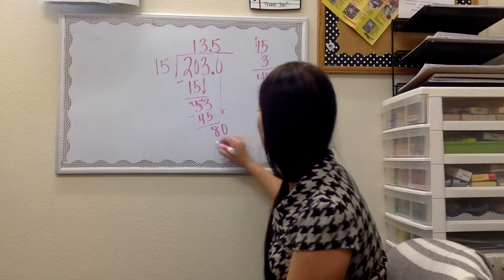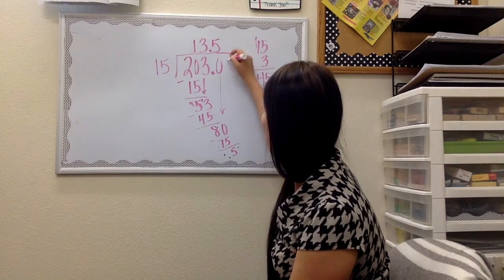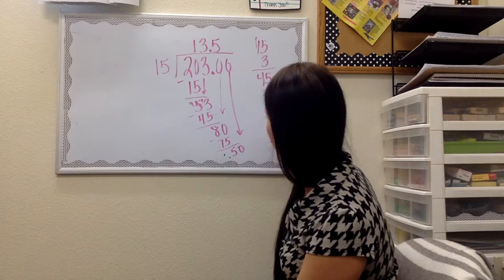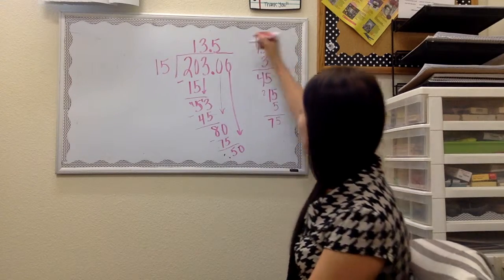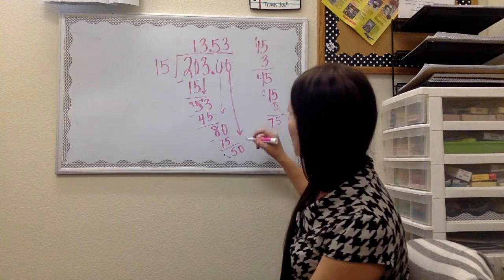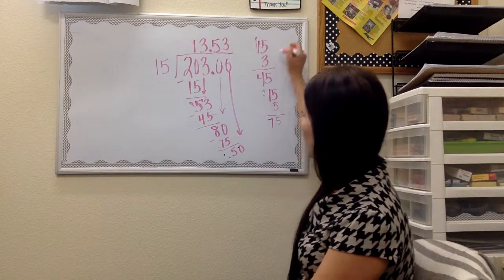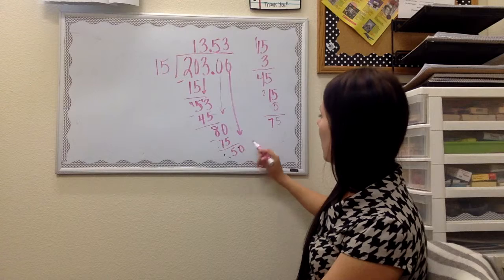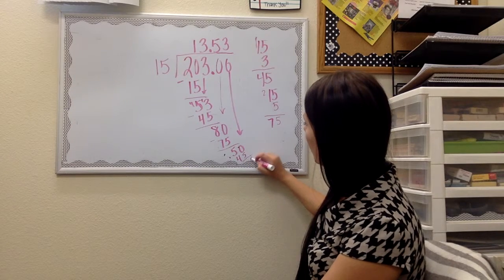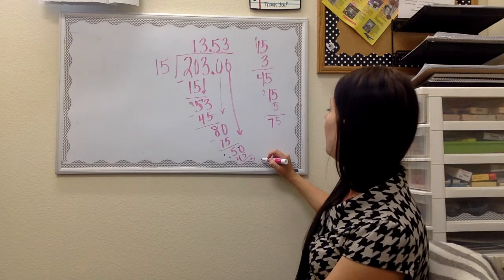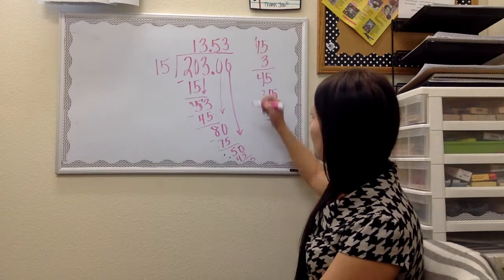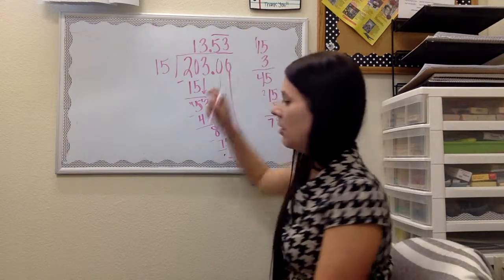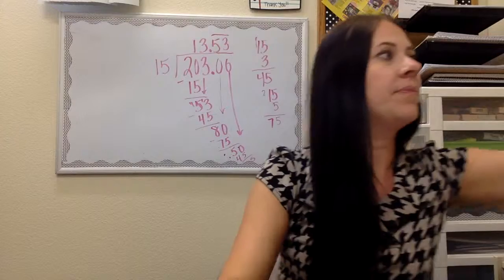I end up with subtract a 5, bring down a 0. So back to my 3. And because remember over here, 15 times 3 was 45, so I'm really close to this. So now 45, and I end up with another 5. And so we see this pattern, and we can go ahead and underline that.